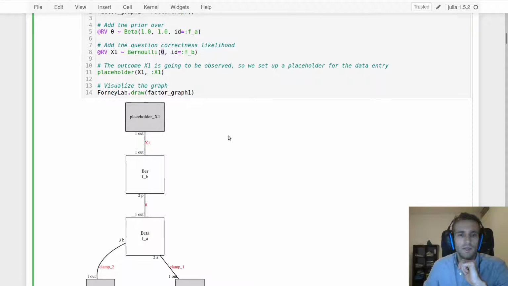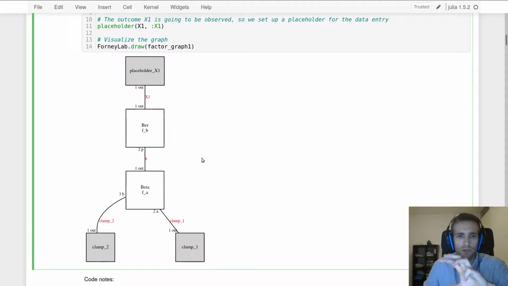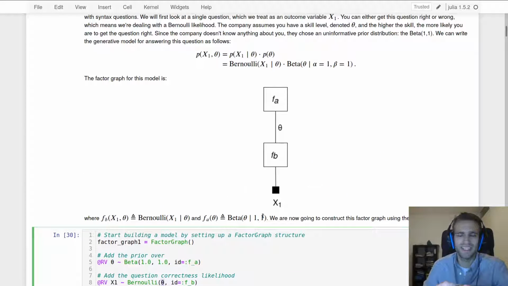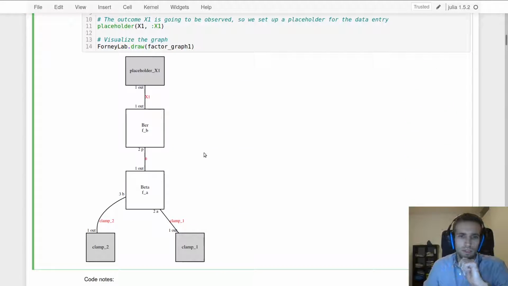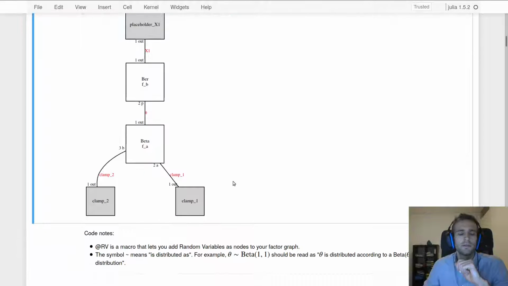And we can ask ForneyLab to draw the graph, which is going to produce something that resembles the clean, neat, hand-drawn graph, except with a bit more detail and annotation. So the observed variable x1 is on the top here. Then we have this f of b likelihood node, the edge connecting f of b to f of a, the prior node, that's this one with theta there. And then ForneyLab also reports clamped variables, so clamped parameters. In this case we clamp the prior parameters of this beta to certain values.